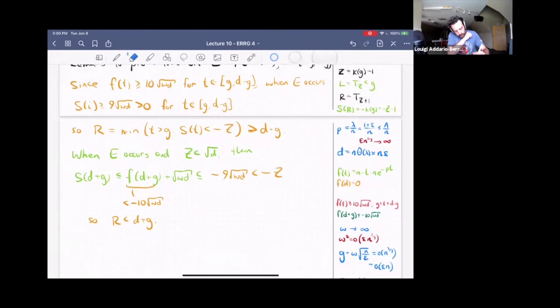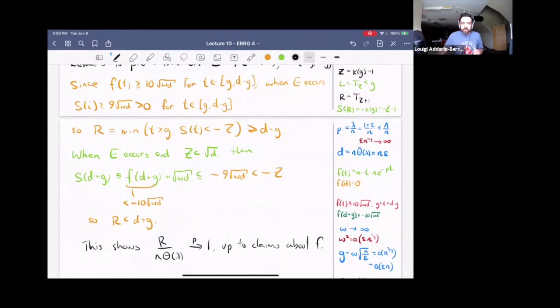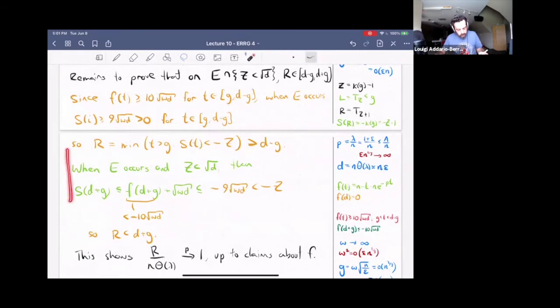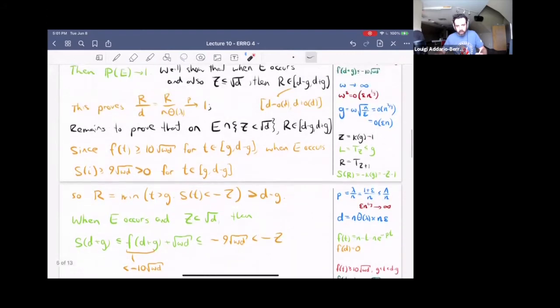So this completes it. This shows the law of large numbers, r over n theta tending to 1, up to the claims about f. So let me turn to those. I've kind of restated them in the course of the proof, but I'll copy the proposition down just so we have it stated explicitly before I go into that proof. Any questions about the structure of the proof before we do that?